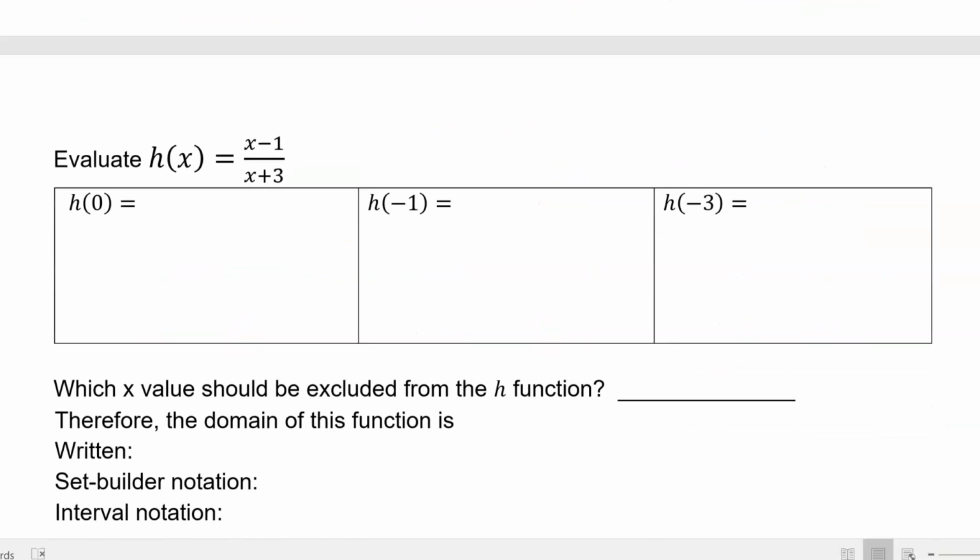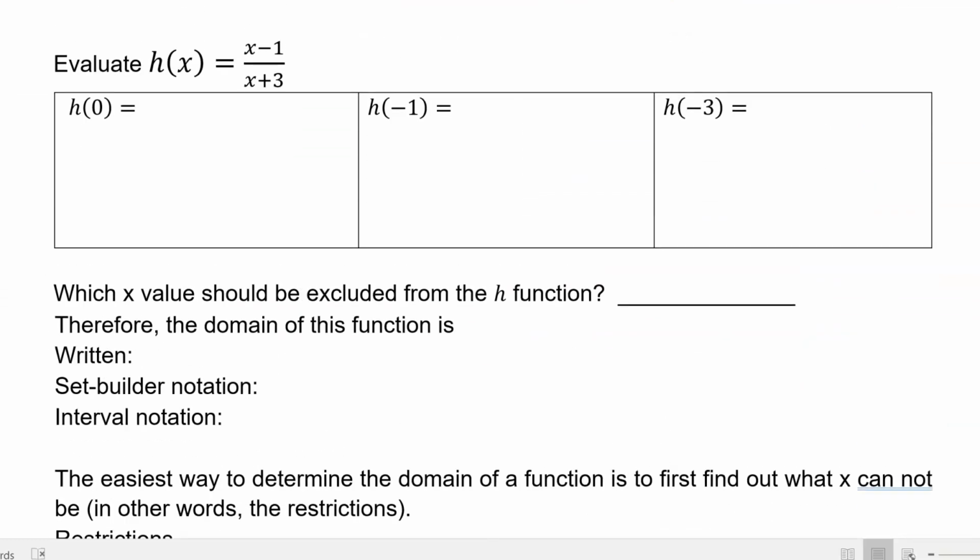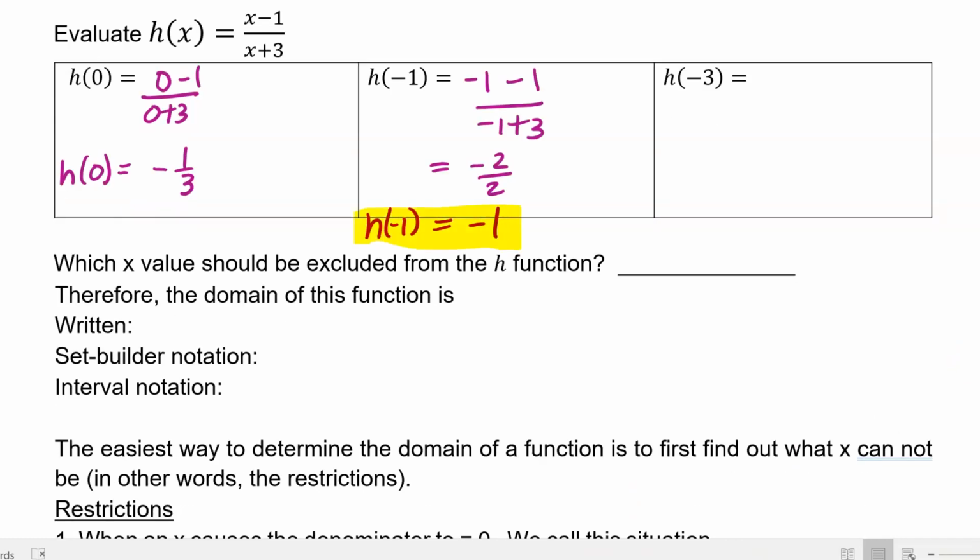Let's move on to this function. We have a rational function here. So we plug in 0. 0 minus 1 over 0 plus 3. So h of 0 is simply negative 1/3. You try h of negative 1. Pause the video and try h of negative 1. If you ended up getting negative 1, you're right, because you have negative 1 minus 1, which is negative 2. And then you have negative 1 plus 3, which is positive 2. And if you divide negative 2 by 2, you get negative 1.